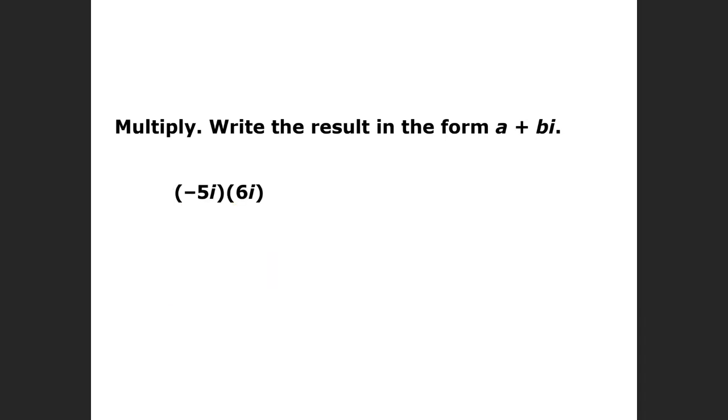Multiply, write your results in a plus bi form. Well, this is just multiplication. It's just negative 5i times 6i. Well, negative 5 times 6, that's negative 30. Oops, I got to turn my marker on again. So I've got negative 30i squared. Well, i squared is negative 1, so negative 1 times negative 30 is 30. That is simplified as far as it can go. Negative 5i times 6i is equal to 30. That is it.